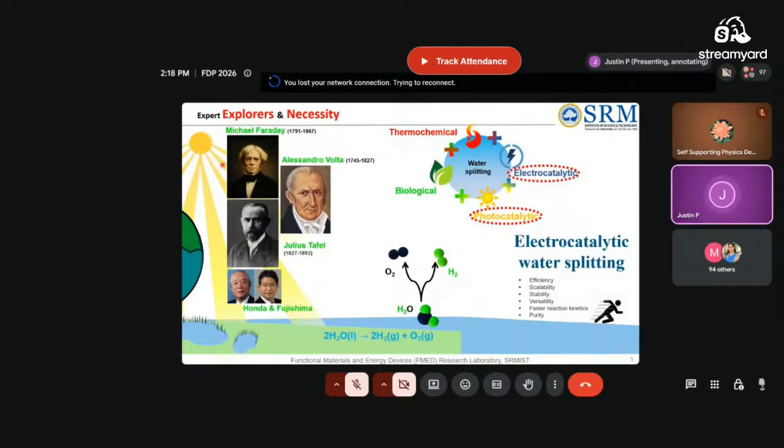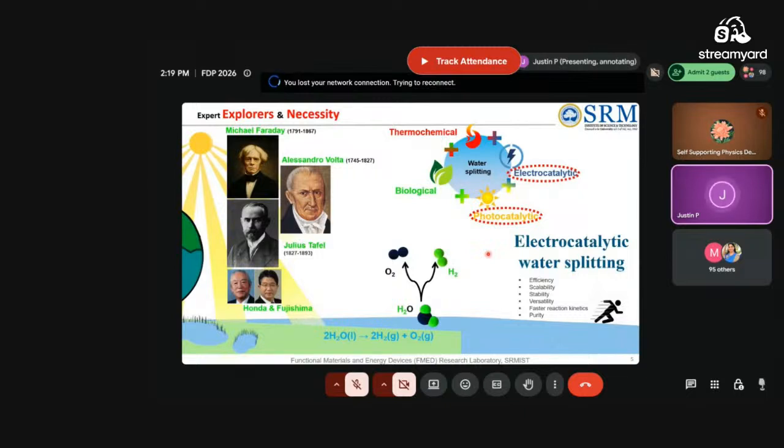These three contributed heavily to electrocatalytic water splitting. But Honda and Fujishima are the modern-day scientists, in 1972 or 75, I guess. They proposed the idea of photocatalytic water splitting. You don't need to apply any electricity. You prepare the material, mix it with the water, and apply sunlight. Then with the help of light energy itself, the water will convert into hydrogen. That's what Honda and Fujishima reported in 1972 in the journal Nature. After that, photocatalytic water splitting also boomed.